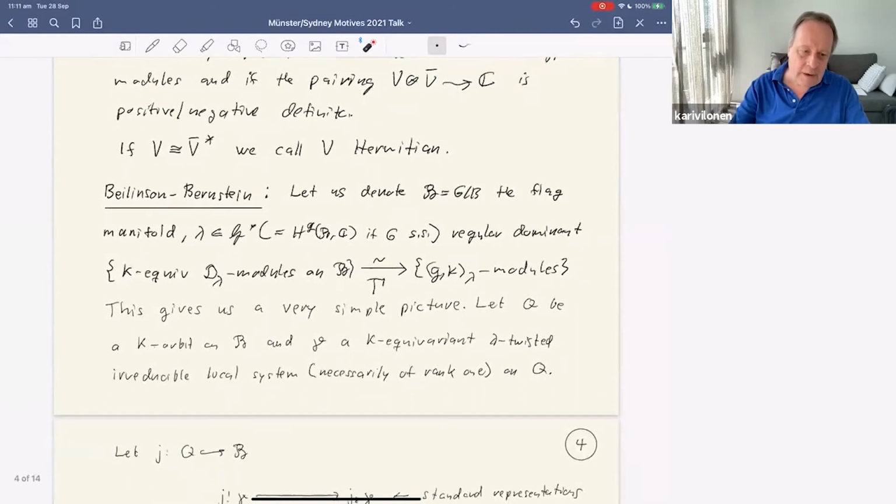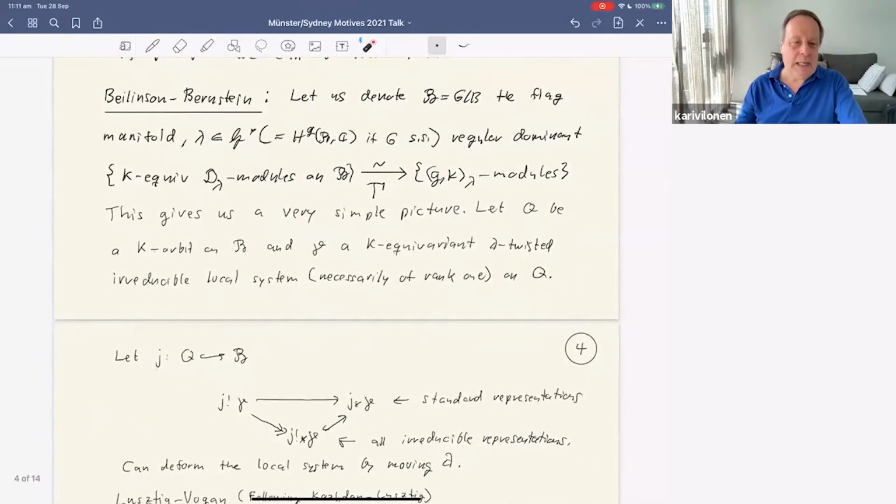Okay, and so now if I write j for the inclusion of Q into B, then of course I get the standard picture in representation theory. I get the lower shriek extension, the lower star extension, and then the intermediate extension. They fit together in a triangle. The j lower shriek and j lower star are our standard representations, and j lower shriek star gamma is the irreducible representation. This gives us all the irreducible Harish-Chandra modules for the (g,K) pair if I take global sections.